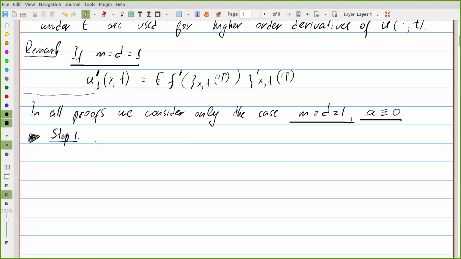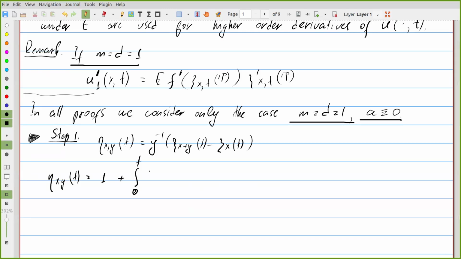So step one is going to be as follows. Exactly as in the previous lecture, let us define this expression, psi x, t. And then we know from the previous lecture, it was established there, that the following representation holds. Integral from 0 to t dW_s.